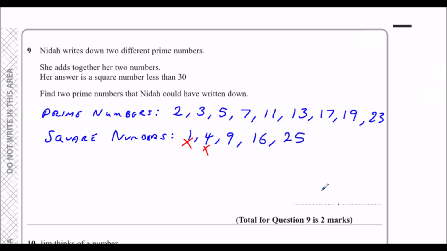So we only need one answer, so 2 and 7 would work. We could have 2 and 7. Can we make 16? Yep, we could have 11 and 5. Or we could have 13 and 3. They make 16. So any of these would be acceptable answers. Can I make 25? Well, I can have 23 and 2.